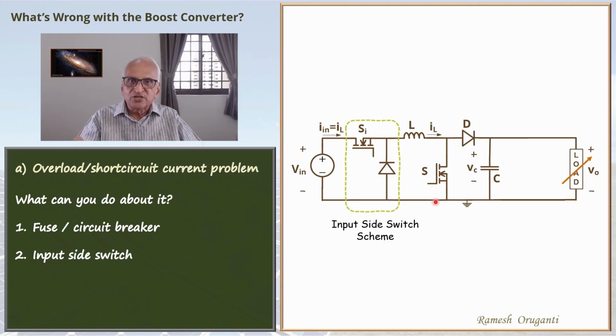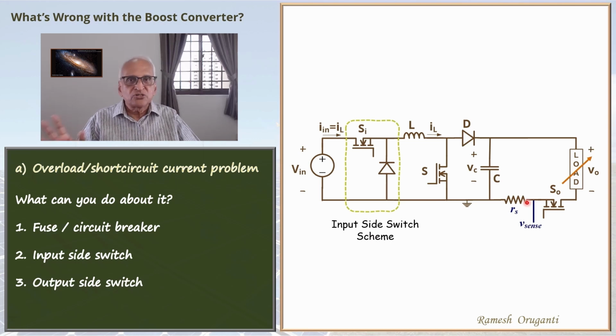We can also try and solve the problem by introducing a switch on the output side here. So this is the output side switch scheme. We introduce a switch S0 on the output loop here, and that disconnects the load under overload or short circuit. So the resistance RS is the shunt resistance.